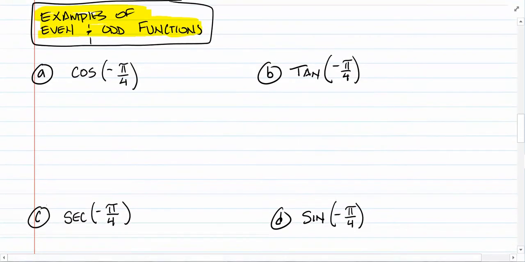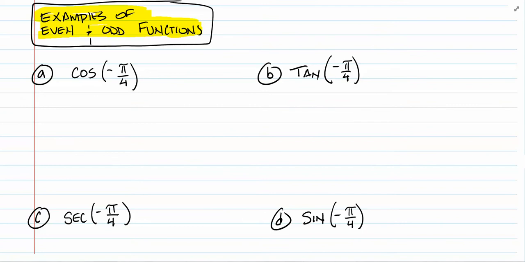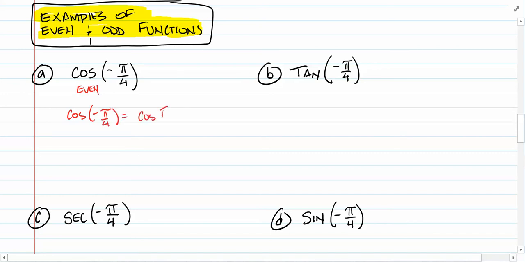So how do we use this in some examples? All right, let's try to figure out the cosine of negative pi over 4. Well, cosine is an even function, so the cosine of negative pi over 4 has to be the same thing as the positive cosine of pi over 4, and the positive cosine of pi over 4 is equal to root 2 over 2. That's just something we have to know. That's in quadrant 1 on the unit circle.